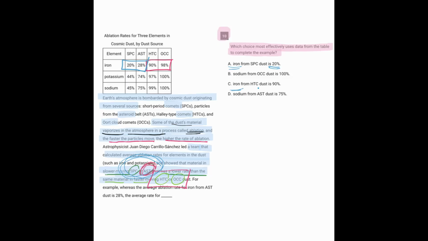So iron from HTC, that fits perfect. That's one of the red ones there. Better to circle it in red. And it's accurate to the chart. The ablation from iron from HTC dust, iron, HTC, it is 90. So it fits the comparison that they were saying, and it's accurate according to the graph. So the answer here is C.